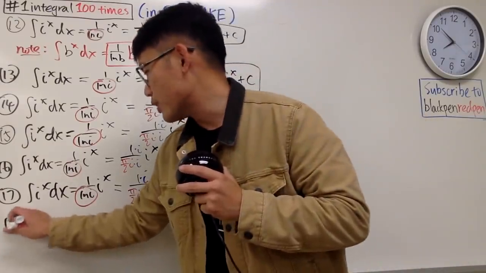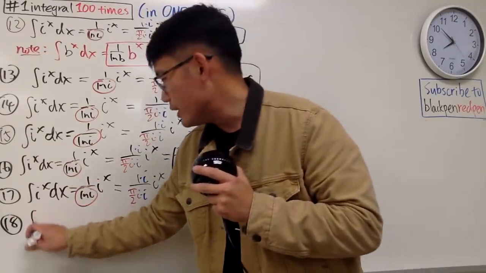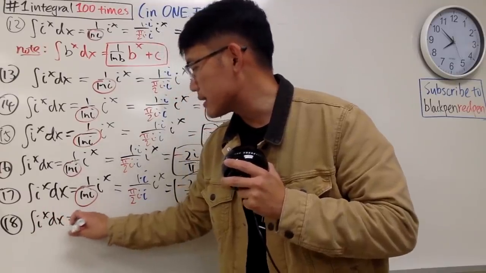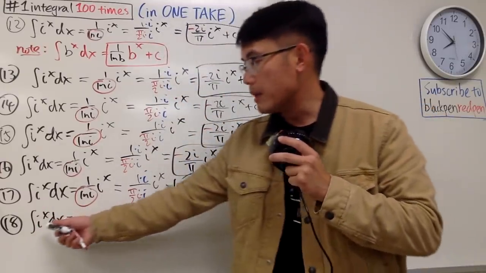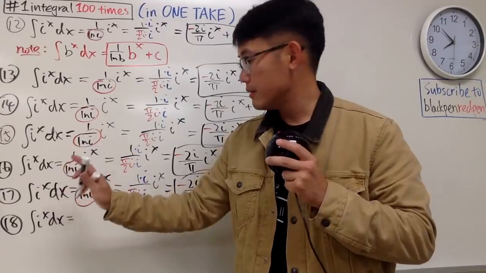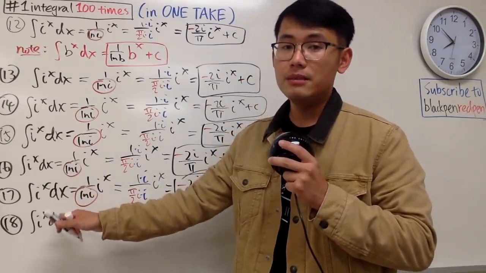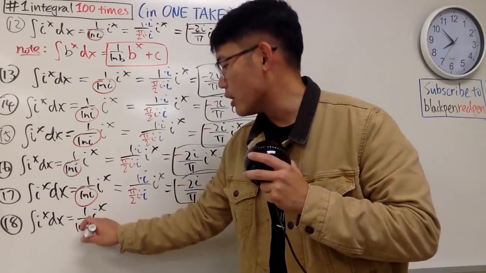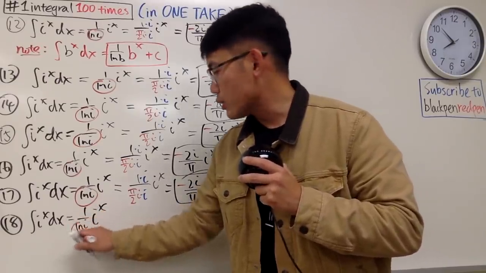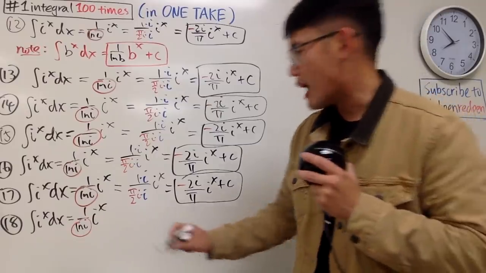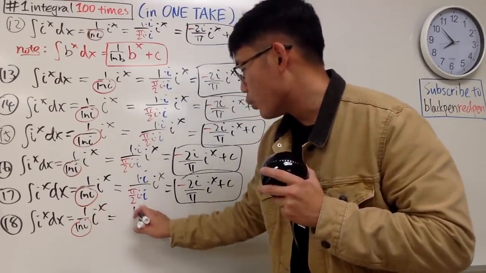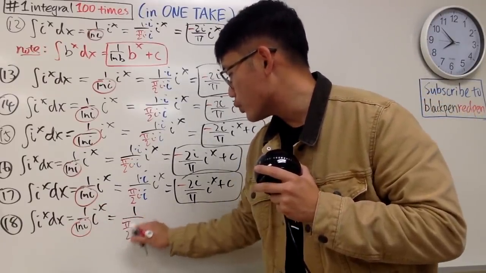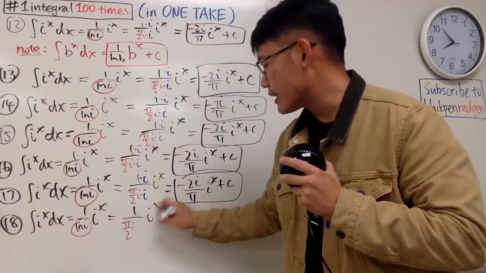Now, next question, number 18. We are going to integrate i to the x power dx. This is not that bad at all, even though the base is not e, but it's a constant. So all we have to do is just i to the x divided by natural log of that. And natural log of i is pi over 2i. So all in all, we get 1 over pi over 2i, and then times i to the x power.